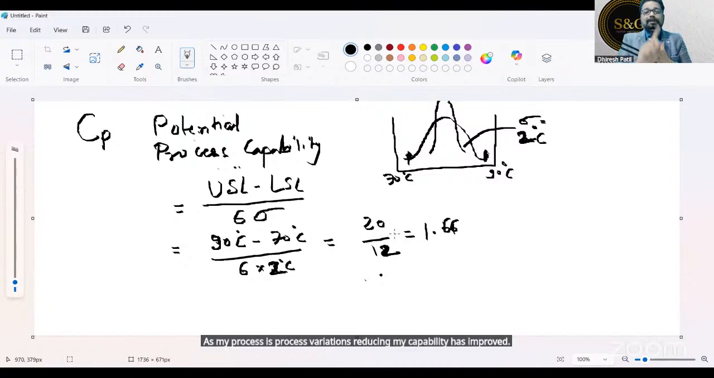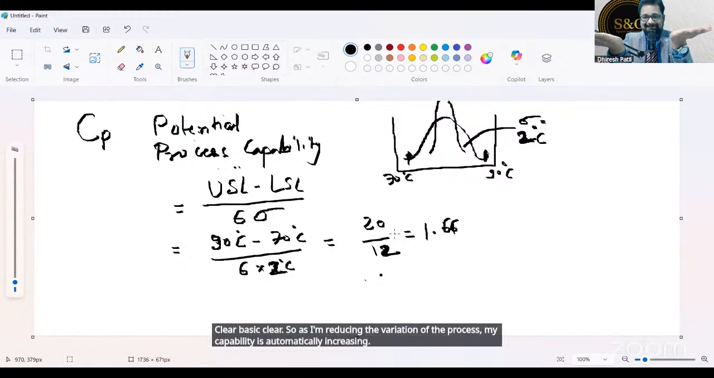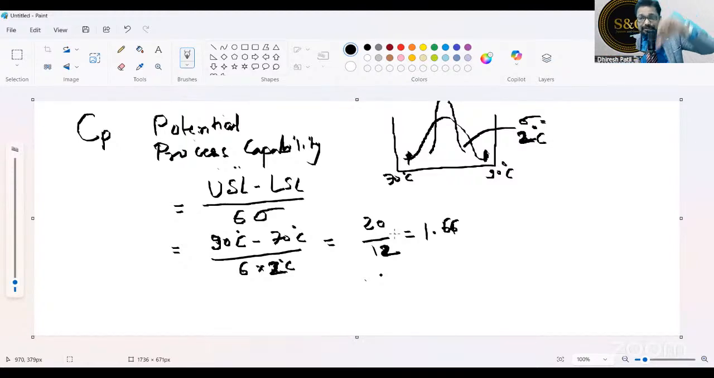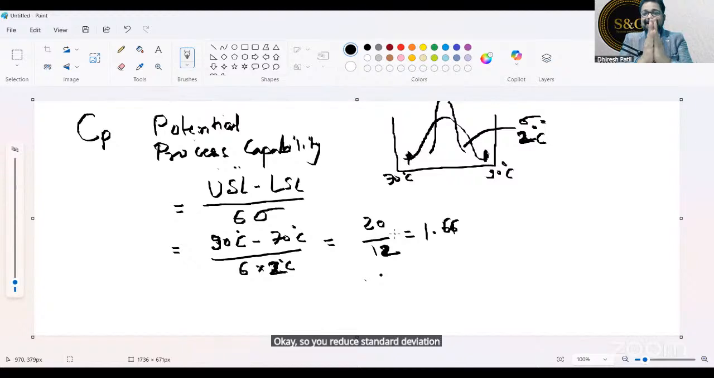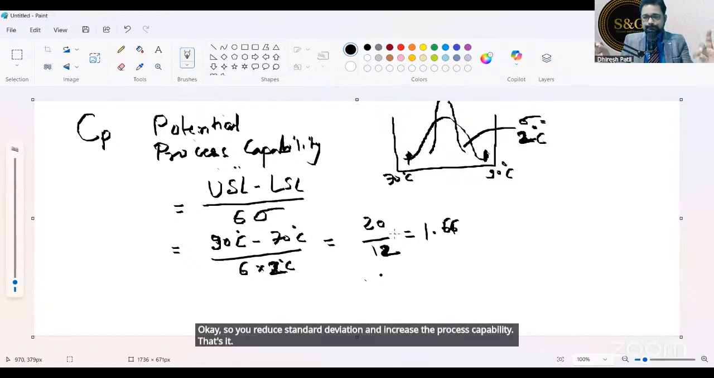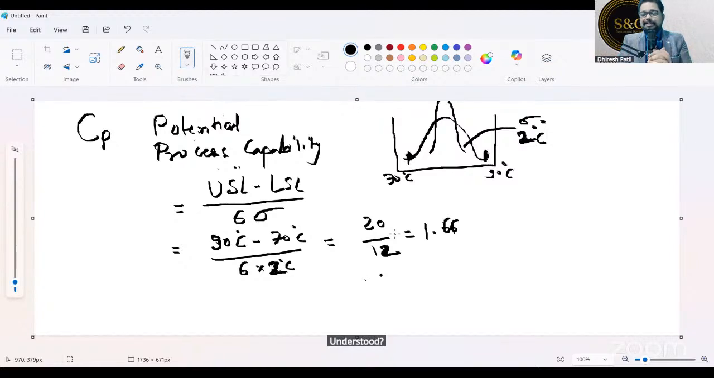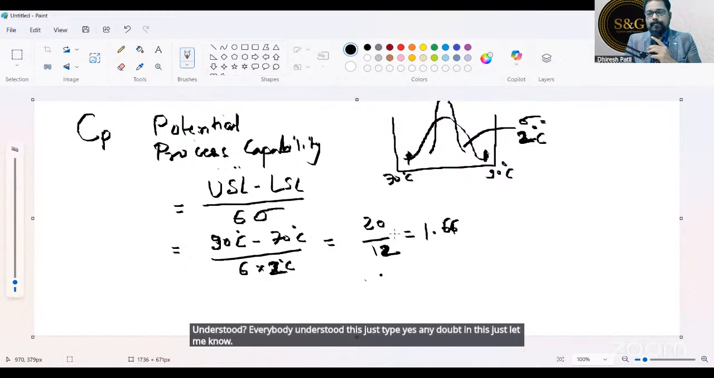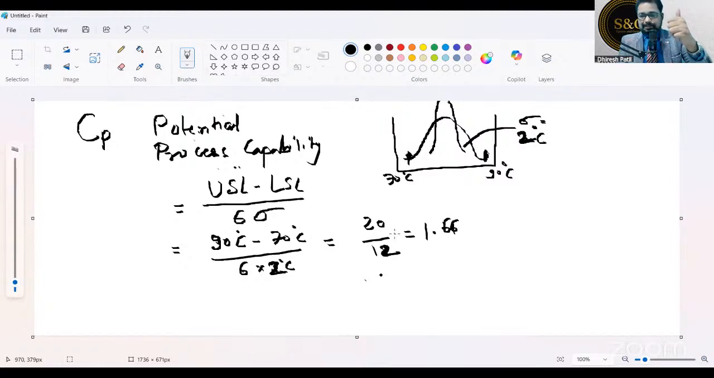Are you clear with this concept? Just type yes in the chat box. Clear? Basic clear hai? So as I'm reducing the variation of the process, my capability is automatically increasing. So you reduce standard deviation and increase the process capability. That's it. Understood? Everybody understood this? Just type yes. Any doubt in this? Just let me know. Got it? Fantastic. Super. Very good.